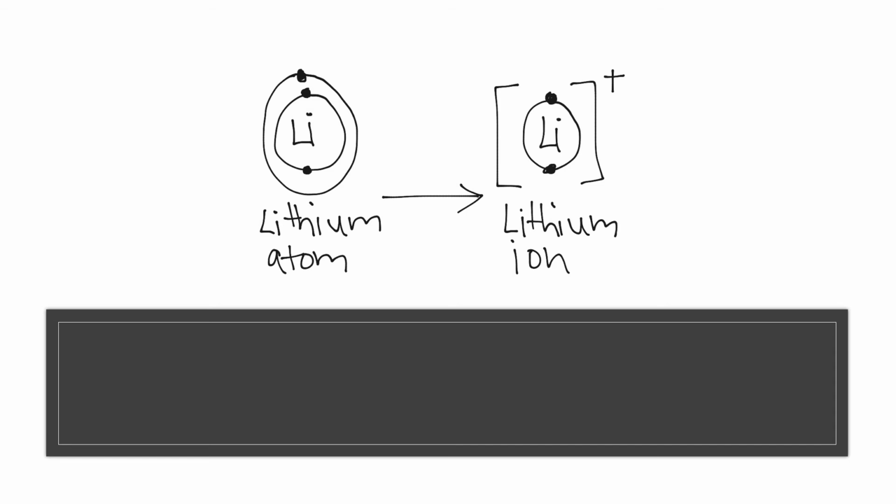And like all group 1 atoms, when lithium reacts, it loses its outer electron. So we can see that it's lost its outer electron to enable it to have a full outer shell. So it now only has 1 shell. It's called an ion, and it's got a positive charge because we've lost that negative electron.